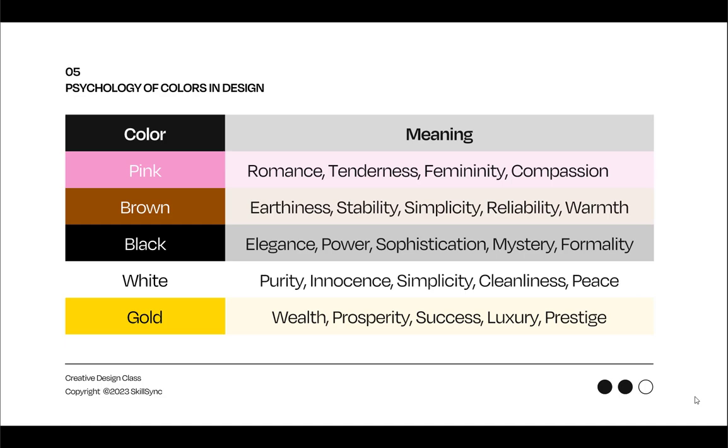We have black, which symbolizes elegance, power, sophistication, mystery, formality. We also have white, which represents purity, innocence, simplicity, cleanliness, peace. Gold, we all know, is money, and money is wealth. So whenever we see gold, we're trying to represent wealth, prosperity, success, luxury, and prestige.